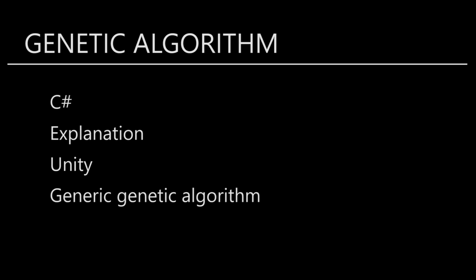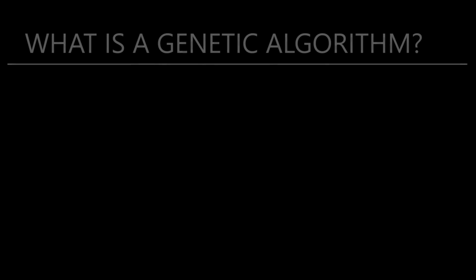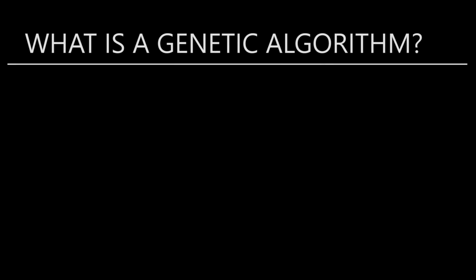I will also give a brief explanation, and in any case there will be a link in the description for more info. So, what is a genetic algorithm? It's an artificial intelligence algorithm inspired by the process of natural selection and evolution. How does it work? Well, how does evolution in real life work?